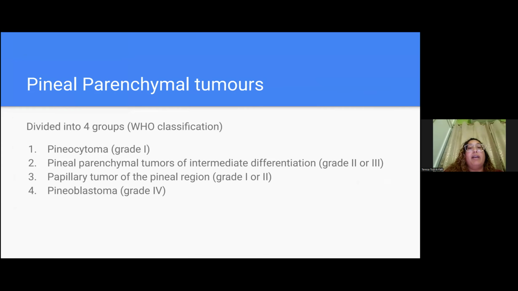So pineal parenchymal tumors could be divided into 4 groups. There are pineocytomas, which are classified as grade 1, pineal parenchymal tumors of intermediate differentiation, which range from grade 2 to 3, papillary tumor of the pineal region, which is grade 1 or 2, sorry, or pineoblastoma, which is grade 4.